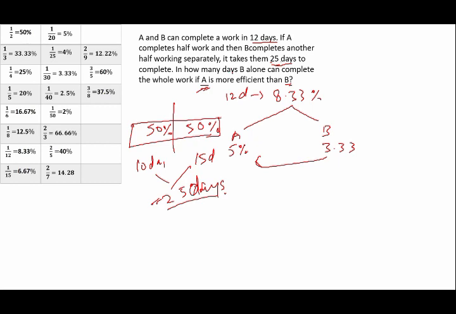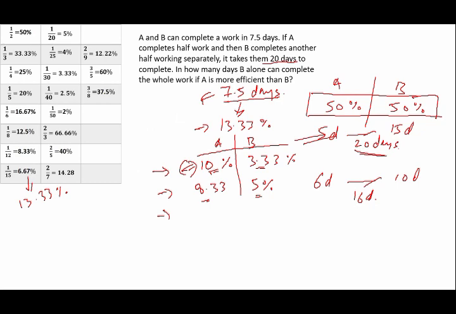So you have to find in how many days B alone can complete the work. B is doing 3.33% of work in one day, which means it will take him 30 days to complete the work. Similarly, here also, B is taking 3.33 percentage. B is doing 3.3% of work in one day, so it will take him 30 days to complete the work. That was our question, and your answer is here.